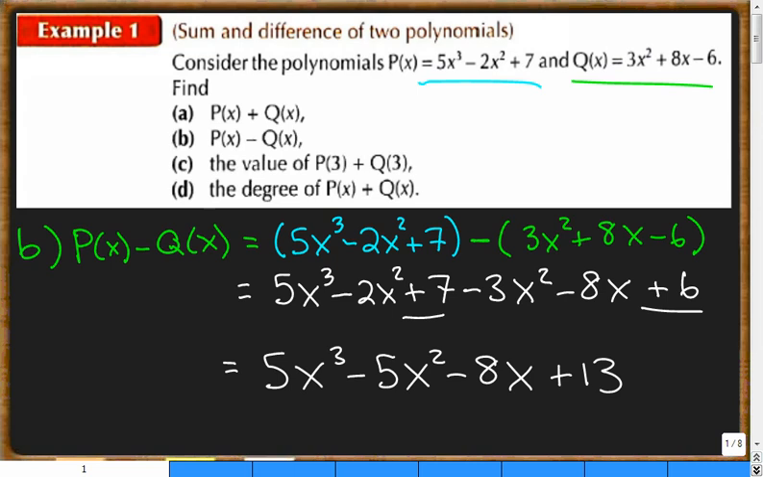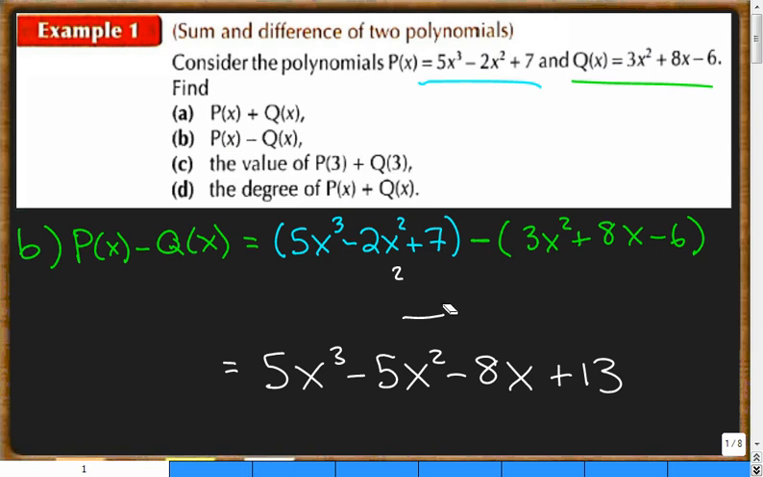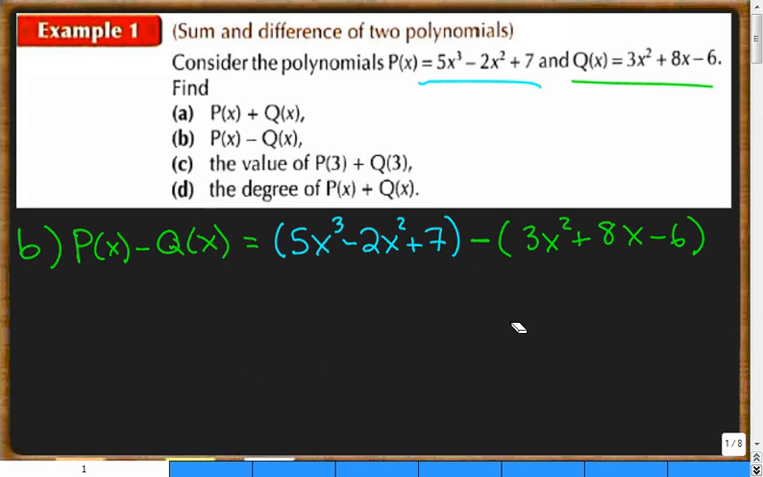Now, when we look at part C, which asks the value of p of 3 plus q of 3, we could think of that in two ways. We could plug those numbers into each function individually and then add them together. But if we already have the functions added together, we can just plug those numbers in. So let me show you what I mean there.